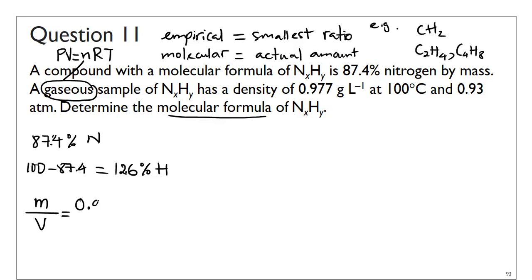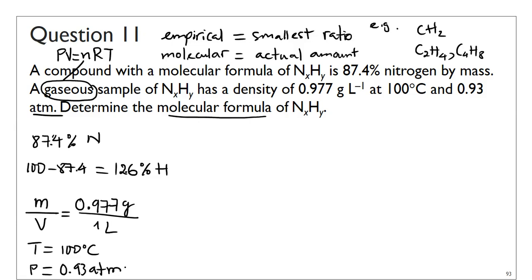So 0.977 grams over 1 liter is going to be the density of this gas sample of this compound. And it has this density at a temperature of 100 Celsius degrees, and pressure, ATM, sorry, the unit is supposed to be here. Pressure is 0.93 atmospheric pressure. And then you need to determine the molecular formula of NxHy.